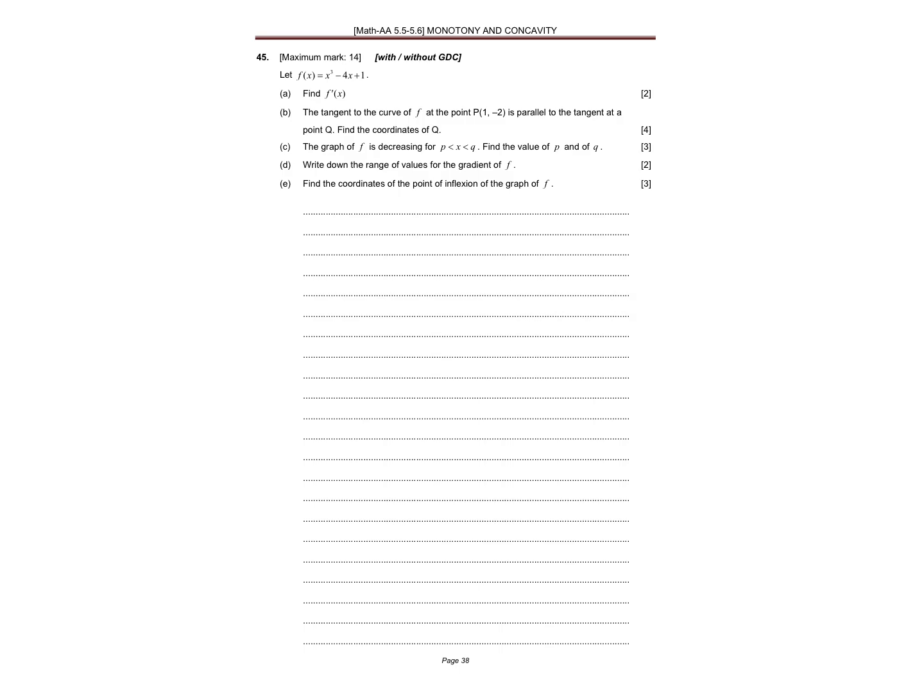Okay, let f(x) equal that. So we have to find the derivative. So that's 3x squared minus 4. And the tangent to the curve of f at the point (1, -2) is parallel to the tangent at a point Q. Find the coordinates of Q.